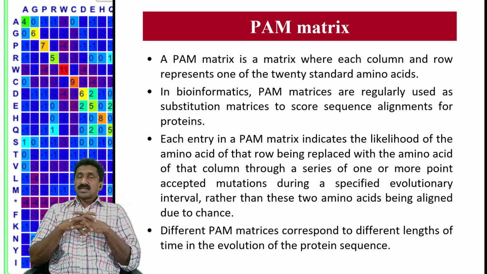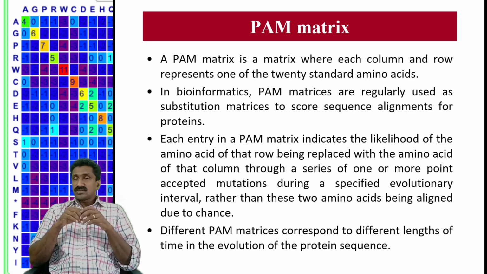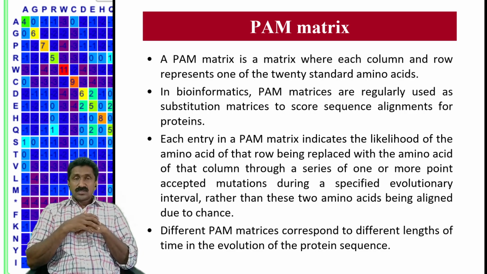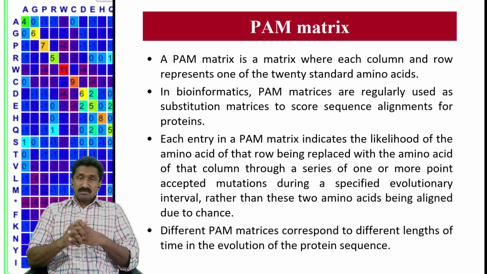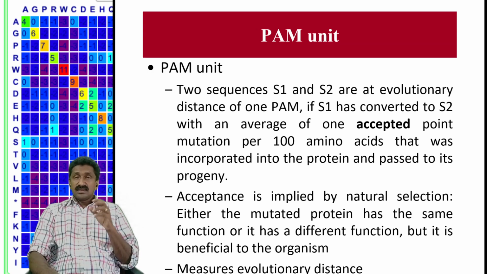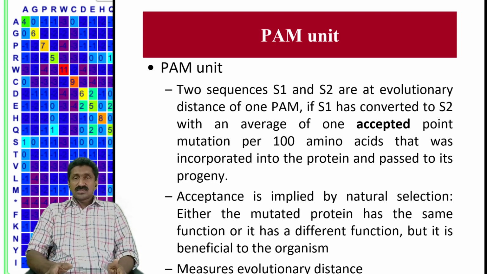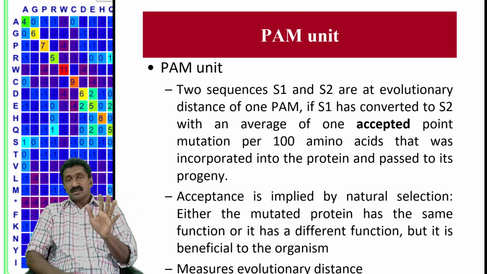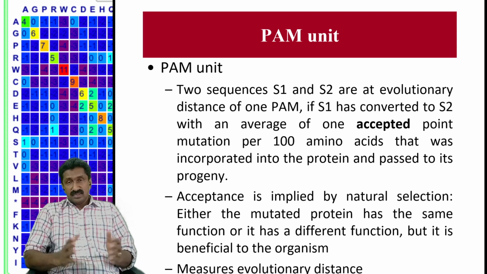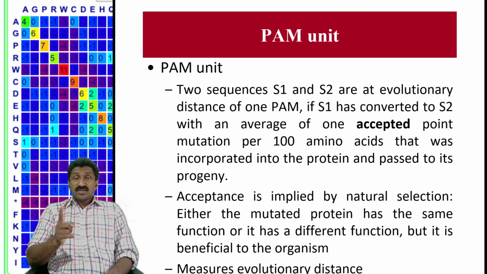Different PAM matrices correspond to different lengths of time in the evolution of the protein sequence. In the case of PAM matrices, you can see PAM 100, PAM 120, PAM 150, PAM 250, etc. Take the case of PAM 10. That means there are 10 accepted mutations out of 100 amino acids. If you take a 100 amino acid length sequence of a protein, 10 accepted mutations should be there in that sequence. PAM 250 means out of 100 amino acids, 250 editings, 250 mutations.